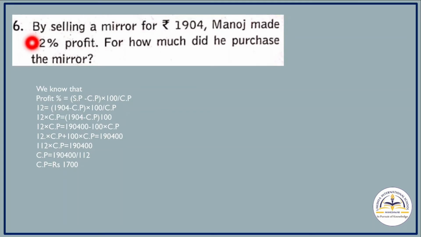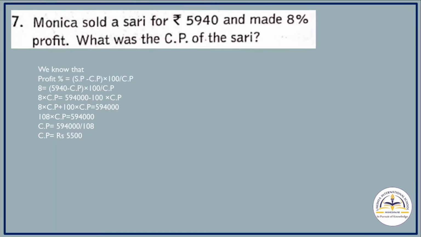Now question number 6, in the same manner you have to apply here profit percent, because there is 12% profit made by Manoj by selling a mirror. Now question number 7, Monica sold a sari for rupees 5,940 and made 8% profit. What was the cost price of the sari? So again we have to use the profit percent formula.